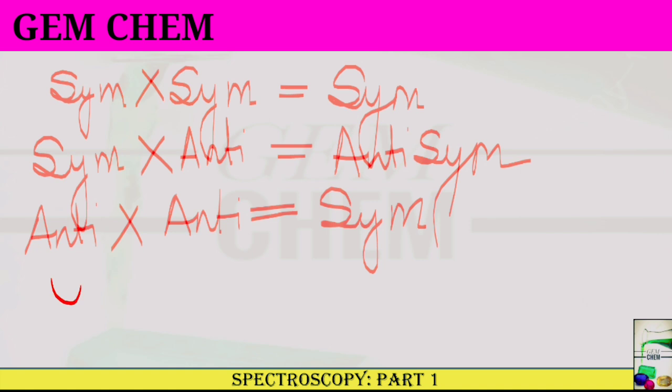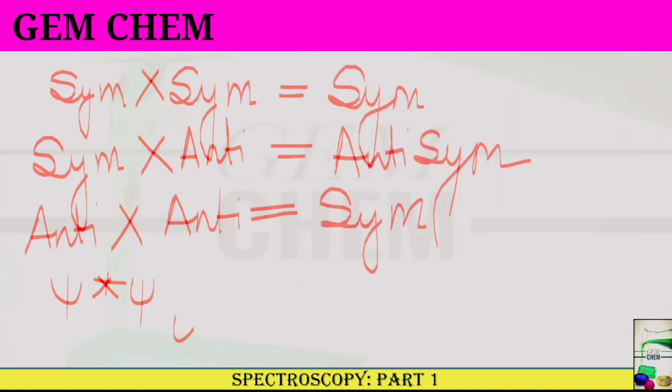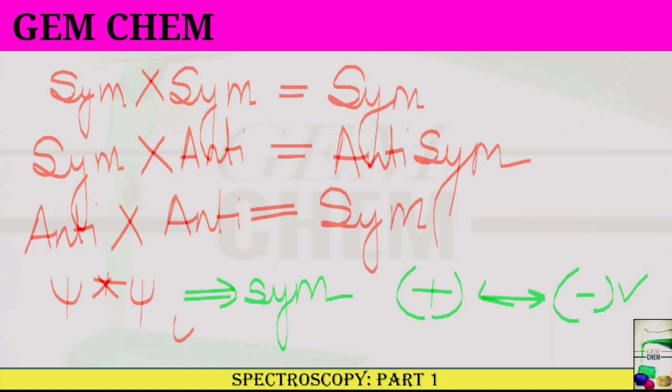So, for a transition to occur, xi star, xi L should be symmetric for transition. That is, one should be symmetric symmetric or one should be antisymmetric antisymmetric. Difference in symmetry is not acceptable. So, this must be symmetric. For that, plus and minus transition is accepted, plus transition is not accepted, and your minus transition is also not accepted. These are not accepted.